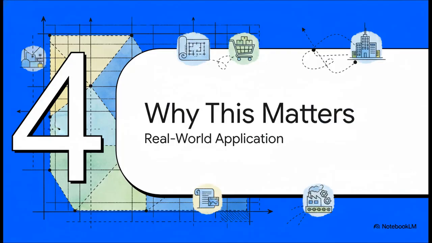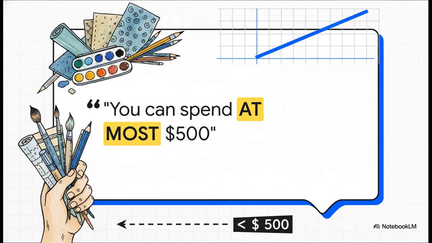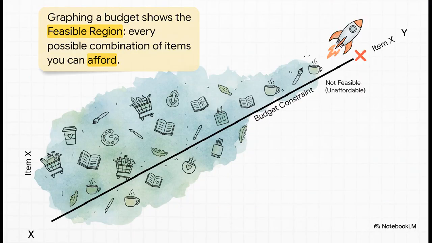So this is a cool math trick and all, but does it ever actually show up outside of an algebra class? Oh yeah, all the time, especially when you're dealing with any kind of limits or constraints. Think about a simple real-world situation. A phrase like, you can spend at most $500 on supplies. That's not an equation, is it? You don't have to spend exactly $500. It's a boundary. It's an inequality. This idea translates directly into a linear inequality, and when you graph it, that entire shaded area represents something called the feasible region. It's basically a visual map of every single possible combination of supplies you could buy and still stay within your budget. This is a huge concept in fields like economics and business.